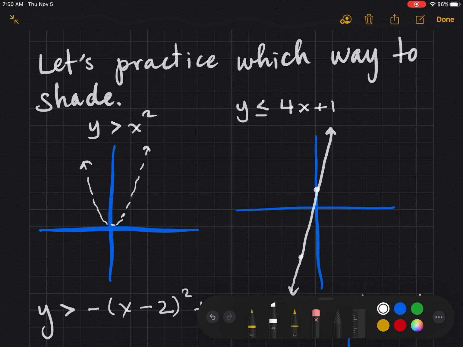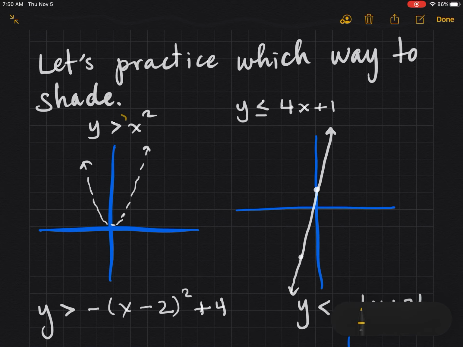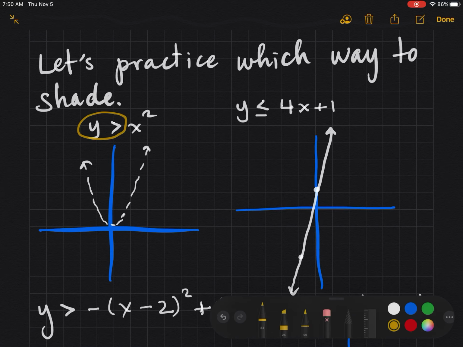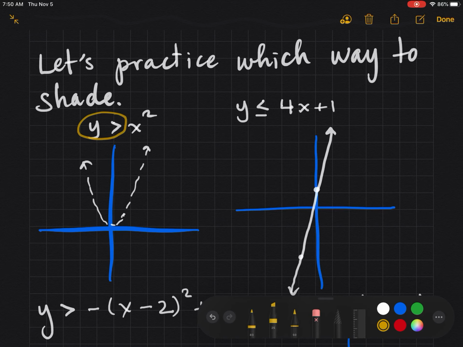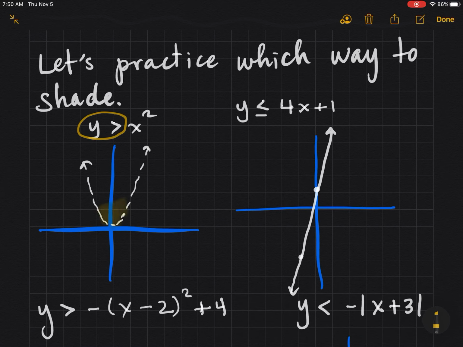Now, I just want to give you a little extra practice on shading. So this first one says, y is greater than this parabola. Greater means shade above. So I go to the vertex and I start shading above the vertex.